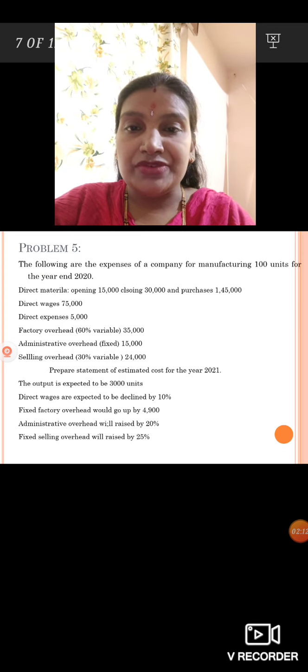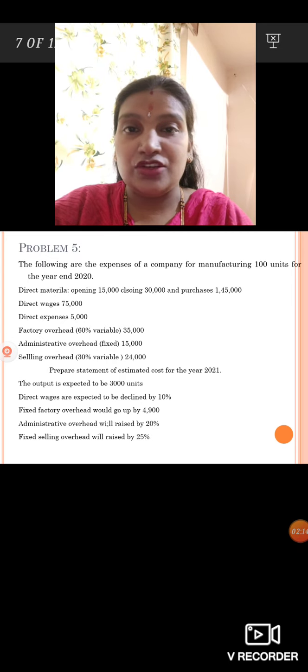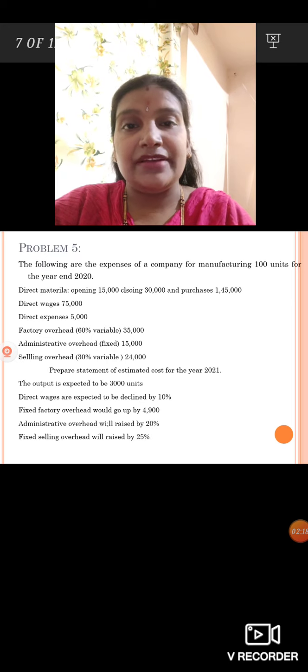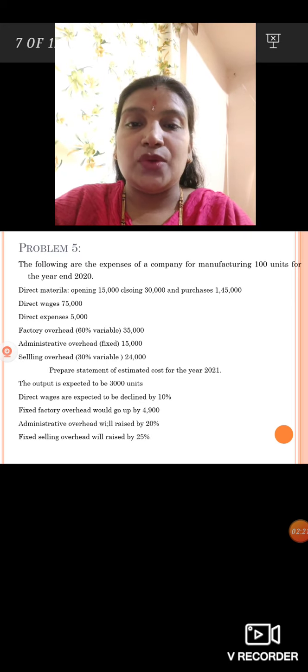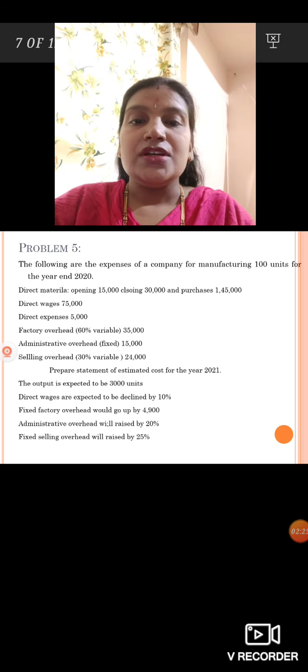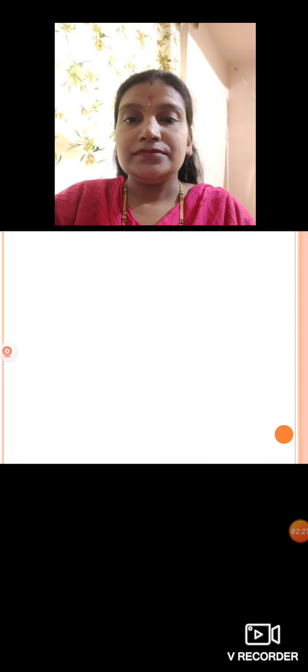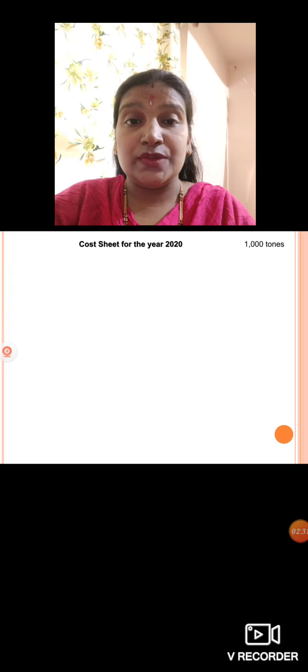Then fixed selling overhead will be raised by 25%. How much fixed selling overhead do we have here? 70% of 24,000, because 30% they have given as variable, means 70% is fixed. So that fixed is increased by 25%. So we'll see the solution of it. First we are going to prepare the normal cost sheet for the year 2020.